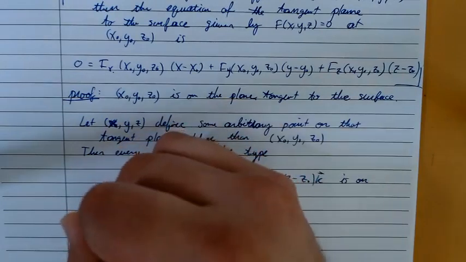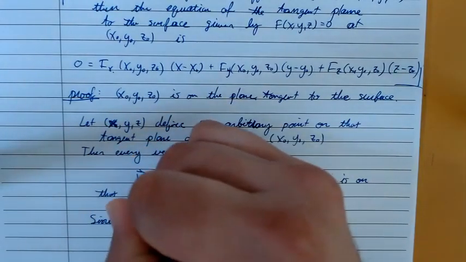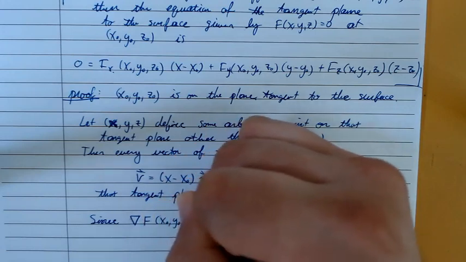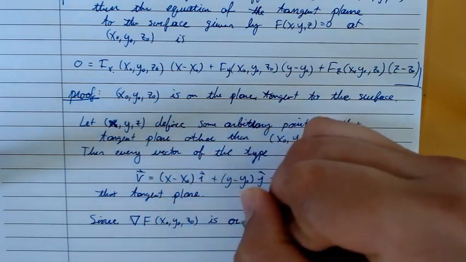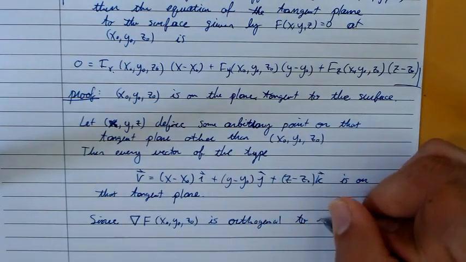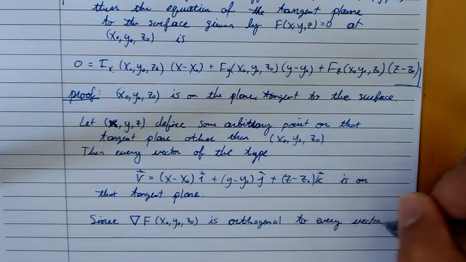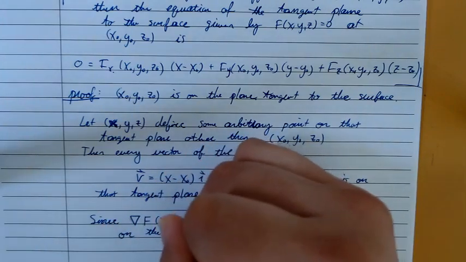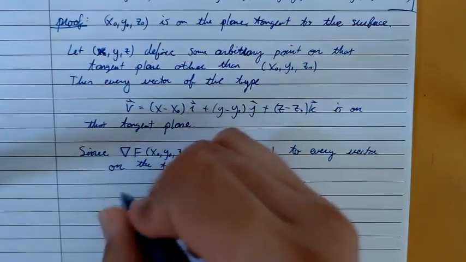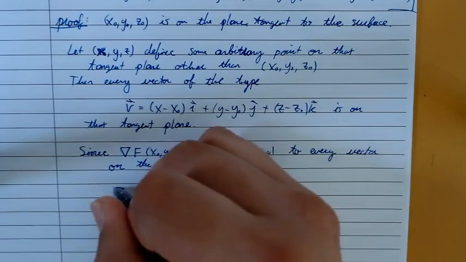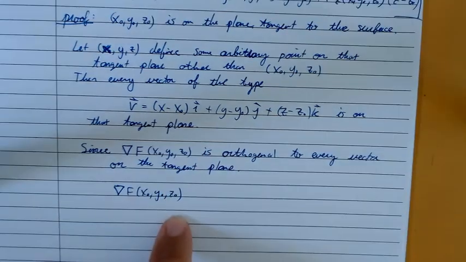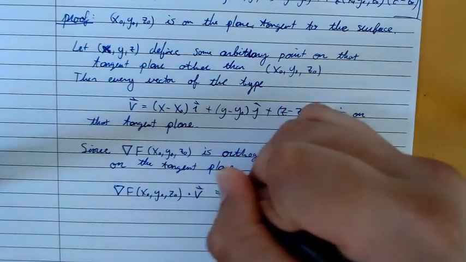But now, since the gradient of capital F at x naught, y naught, z naught is orthogonal to every vector that's on the plane, to every vector on the tangent plane, well, then we can define that tangent plane by saying we want all vectors v such that the gradient of F at x naught, y naught, z naught, dotted with v, is equal to 0.